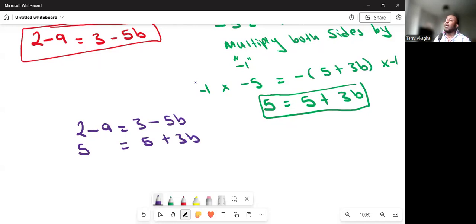Now, what you need to understand is that for these two to be the same, it means that the a here has to be what? 0. So that means I can rewrite this again as saying 5 plus what?